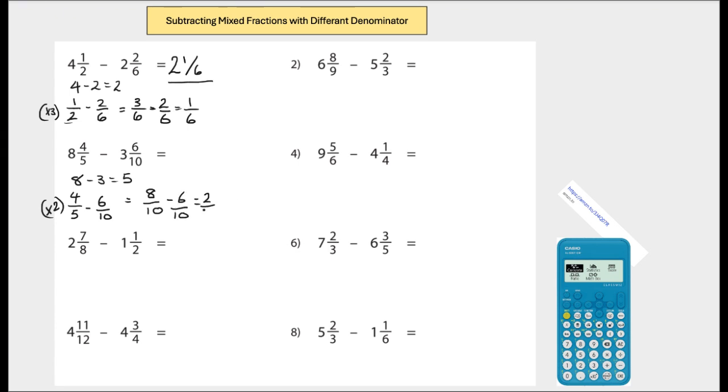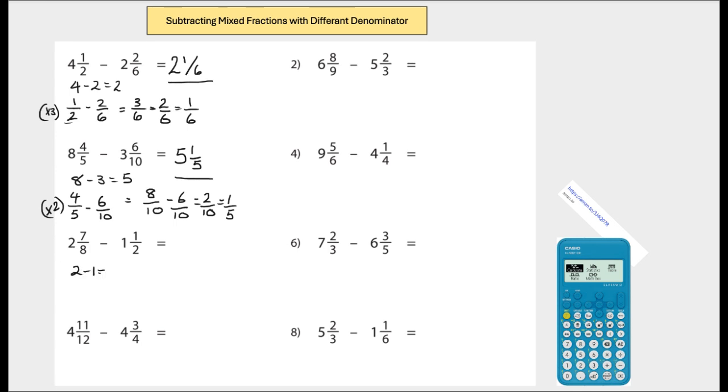is 2 over 10. Now you can look at this and think, can I simplify? Well, you can simplify this to 1 over 5 because 2 goes into 2 once, 2 goes into 10 5 times. So your final answer is 5, your big number, and 1 over 5. 5 1/5. So another one.